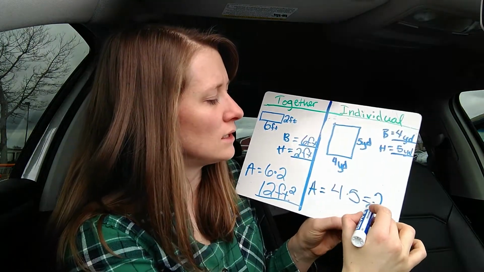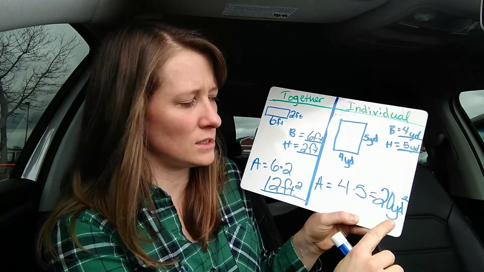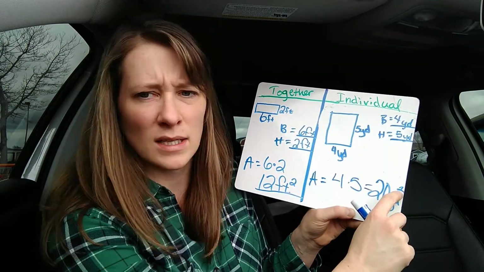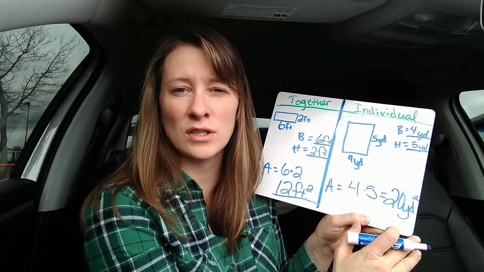Nice work. And again, what's our unit of measurement? We're talking about yards. And the square says this is area. Okay? So now we've got 20 yards squared.